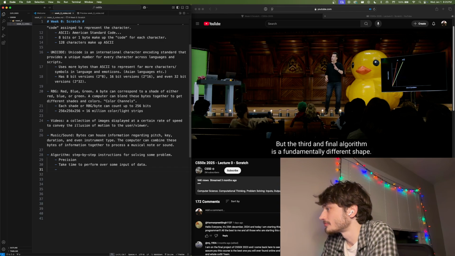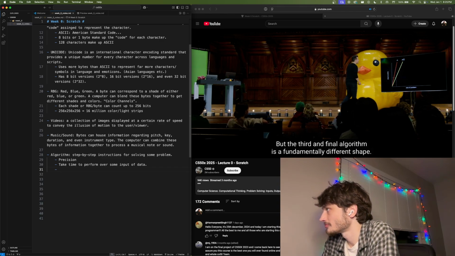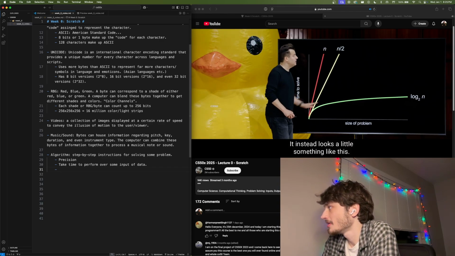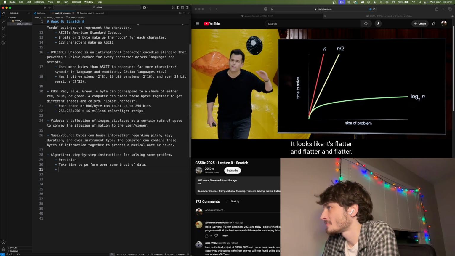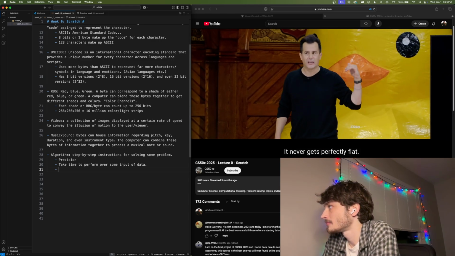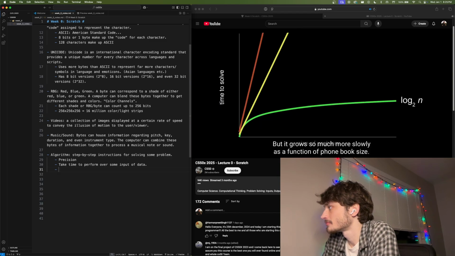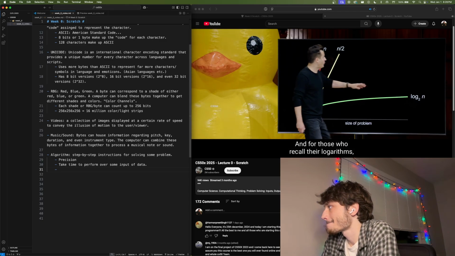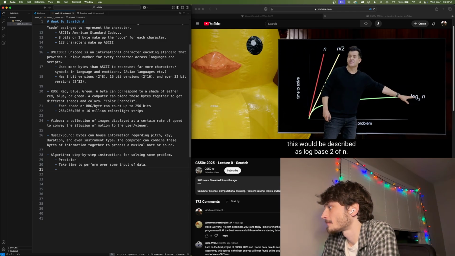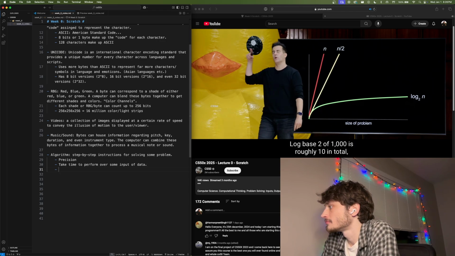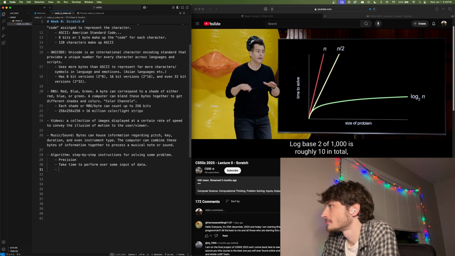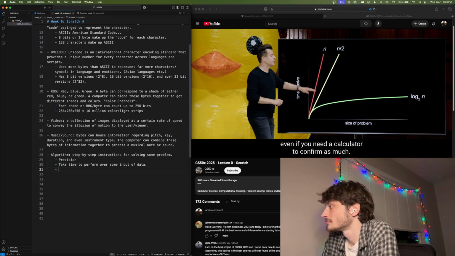But the third and final algorithm is a fundamentally different shape. It instead looks a little something like this. It looks like it's flatter and flatter and flatter. It's always increasing. It never gets perfectly flat, but it grows so much more slowly as a function of phone book size. And for those who recall their logarithms, this would be described as log base 2 of n. And in fact, that's where the math came from. Log base 2 of 1,000 is roughly 10 in total, even if you need a calculator to confirm as much.